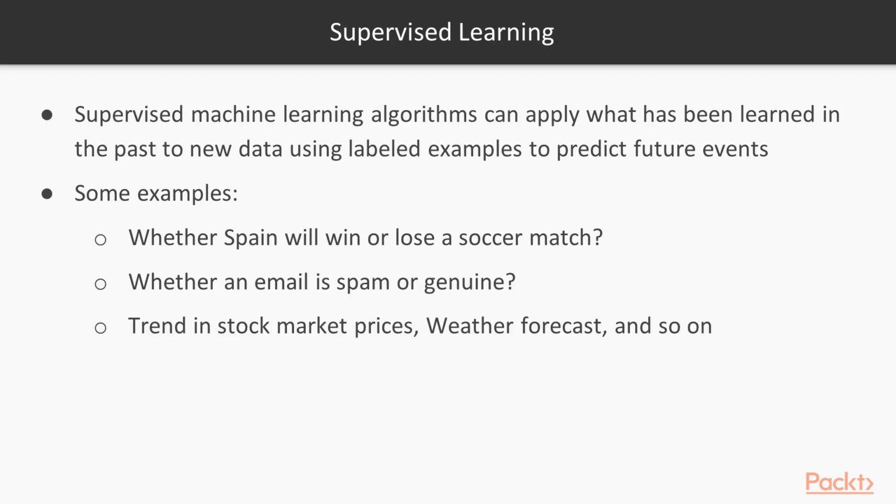Now, what are some more examples? Whether Spain will lose or win the soccer match. So here we have for every country another label, if it will win or lose the match. Another example could be whether an email is spam or a genuine email. Another example could be trends in the stock market, weather forecast, etc.